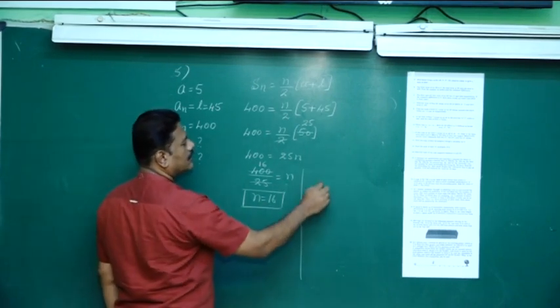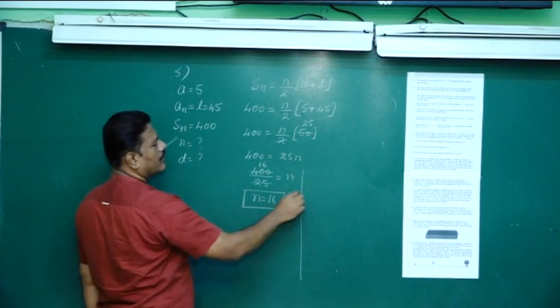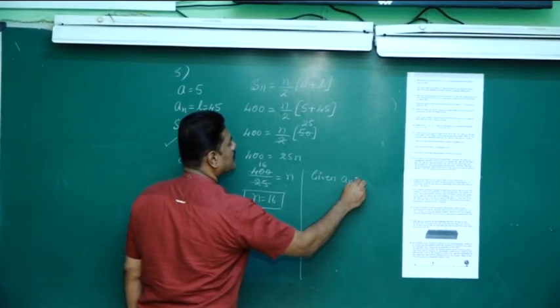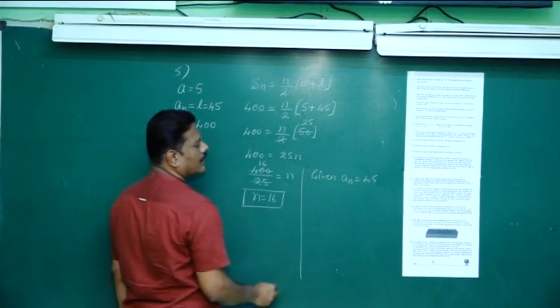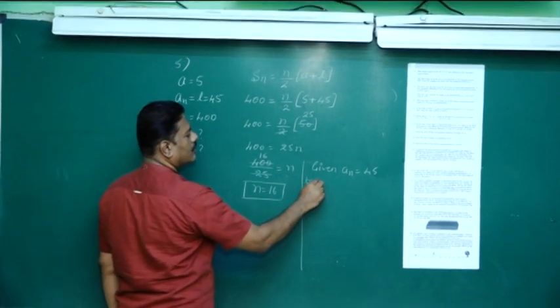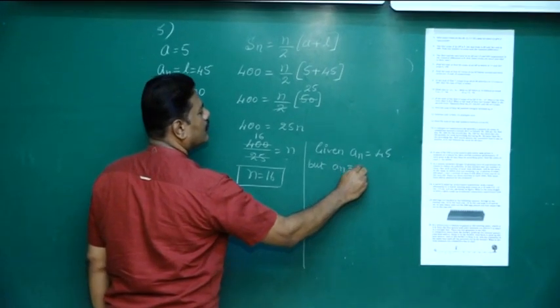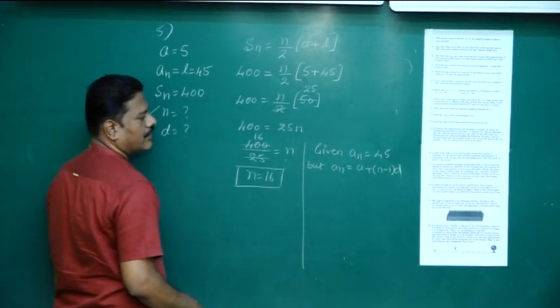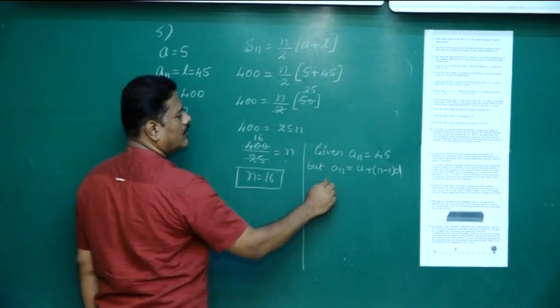So we take the given nth term. What is given? Given An is equal to 45. But what is An? An is equal to a plus n minus 1 into d. Now in the place of An you write 45.